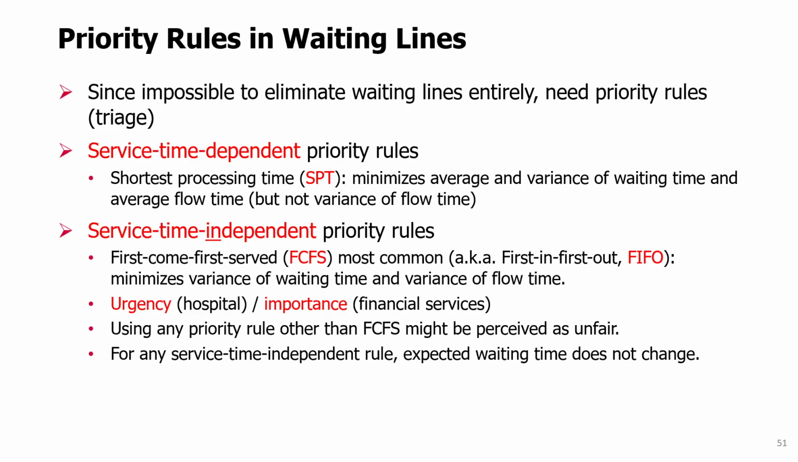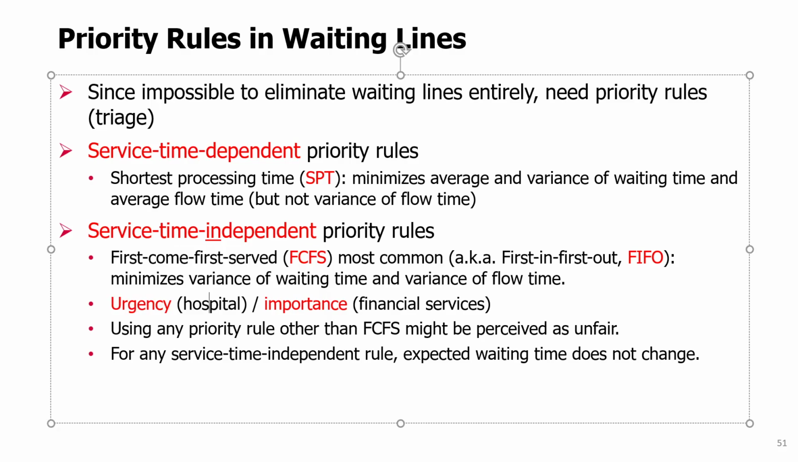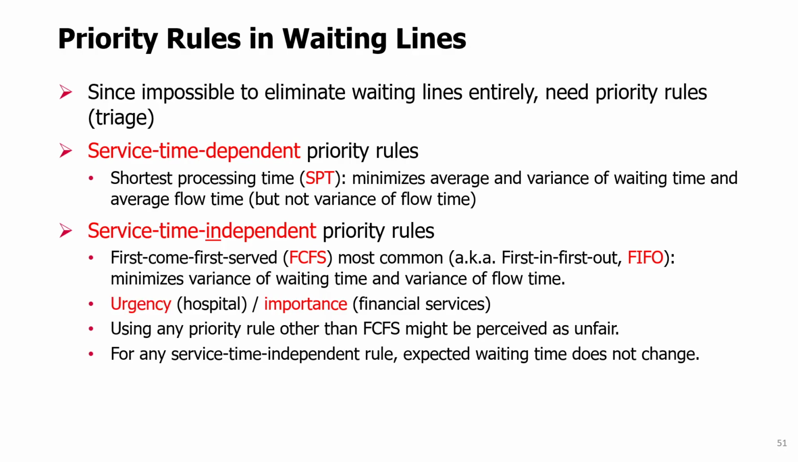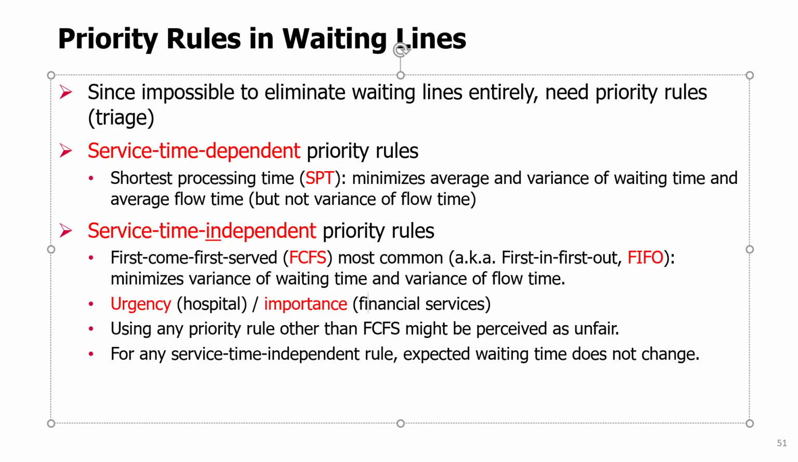However, there are cases where rules other than first come, first served are actually useful. One is urgency, right? This is where we use triage in hospitals. If you have a case where somebody may die in the next 5 minutes, you'd rather give them priority over someone who just has a common cold. And then in financial or banking services, you might have importance. So you might want to say these are premium customers who have a lot more money that we manage for them. So therefore, maybe we'll assign higher importance to them and give them priority over customers who are less important for one reason or another.